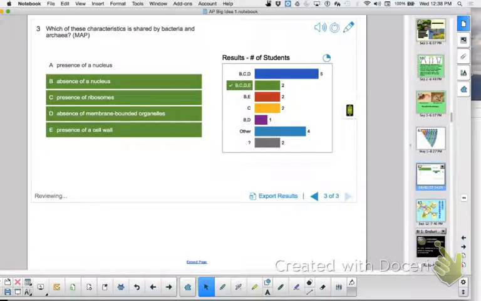Which of these characteristics is shared by bacteria and Archaea? Wow, 2 of you got that right. Okay, so let's go over it. Good, nobody picked A. That is awesome. They do have absence of a nucleus. Did everybody get B? No. Okay, they do have ribosomes. Absence of membrane-bound organelles. That is true because bacteria and Archaea do not have any organelles, and they do have a cell wall. So maybe review a little bit more your 3 domains and your 4 kingdoms, based on only 2 of you getting that right.